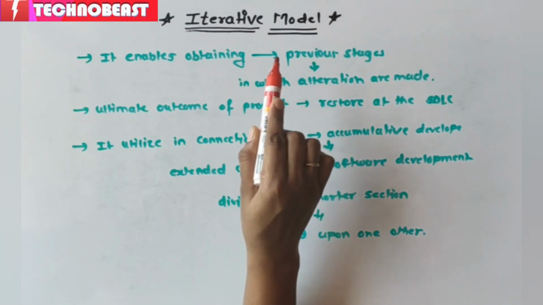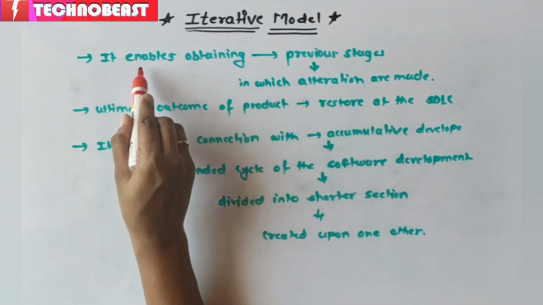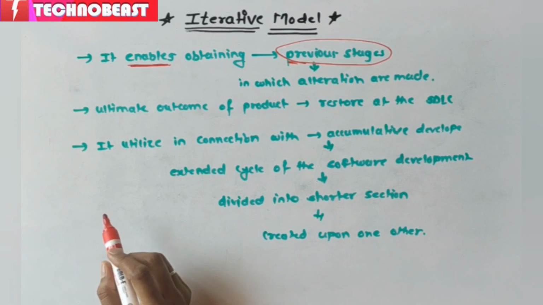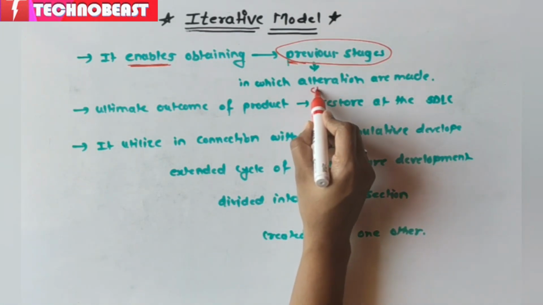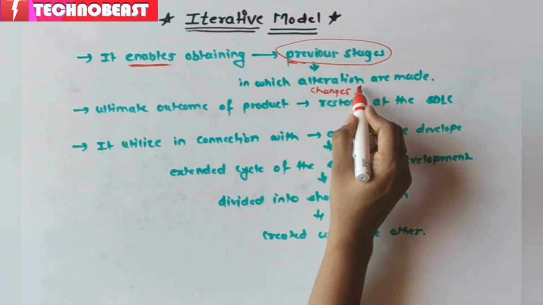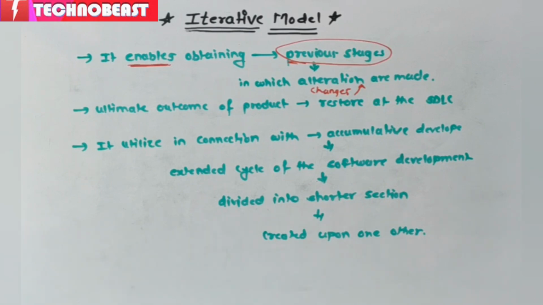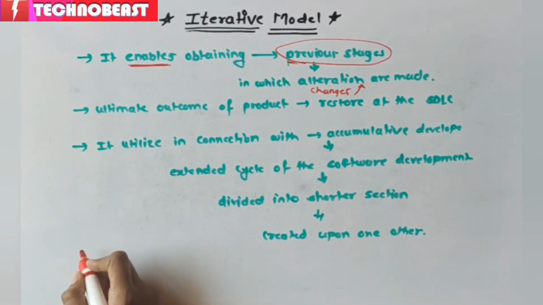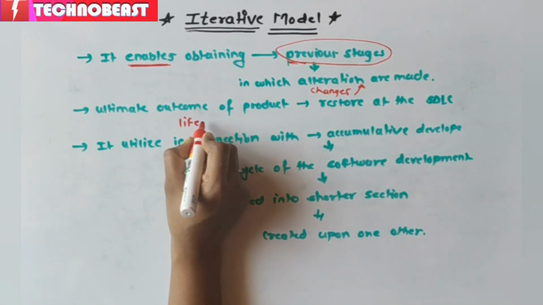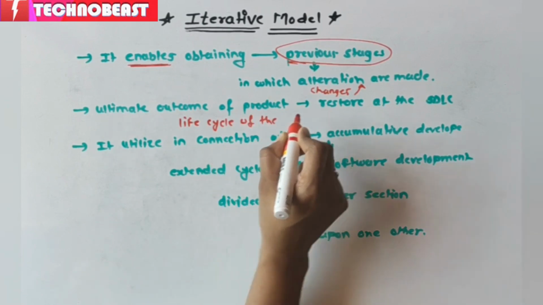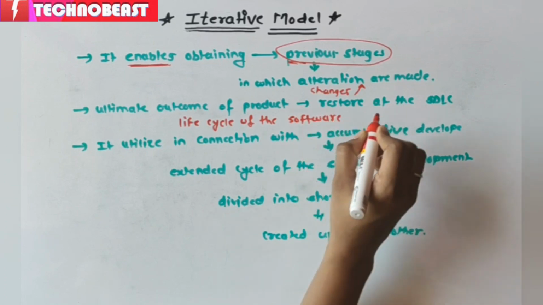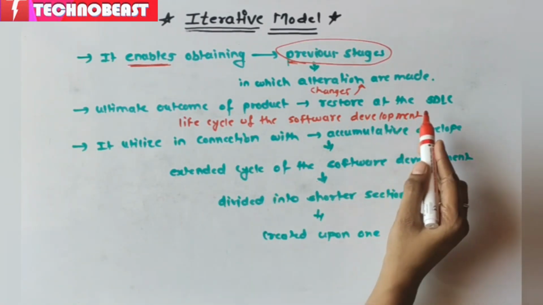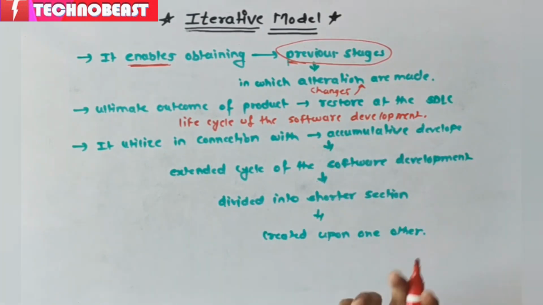The iterative model does not enable going back to a previous stage, because the alterations, meaning the changes, are continuously made. Okay, in the iterative model, the ultimate outcome of the product is restored at the finish of the SDLC, the life cycle of software development. Means the ultimate output of the product is restored at the finish of the SDLC model, the life cycle of software development.